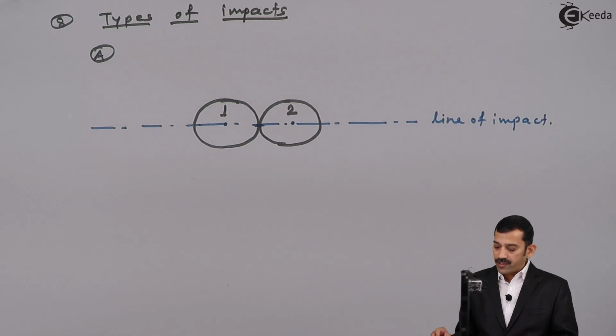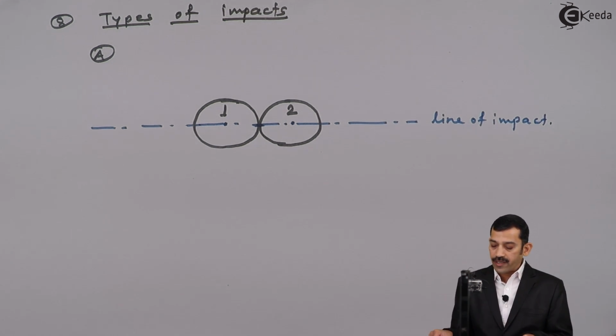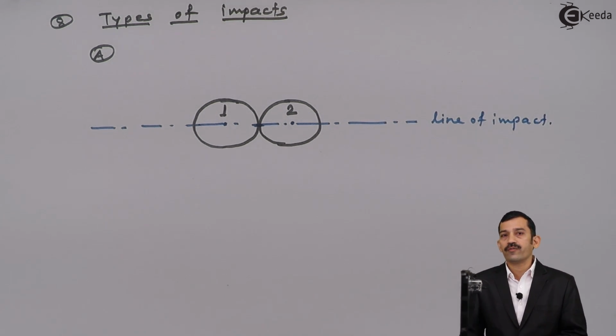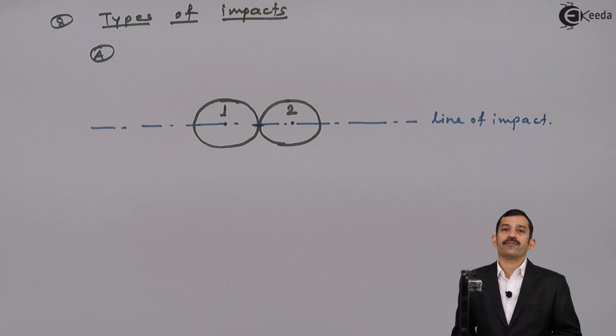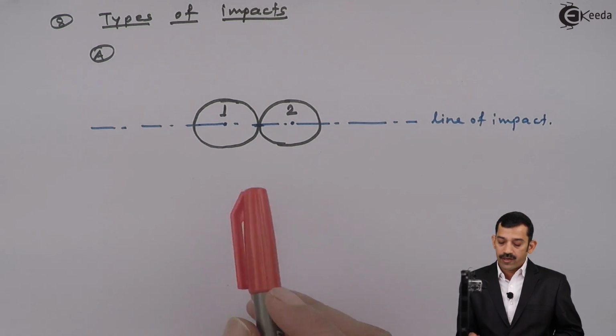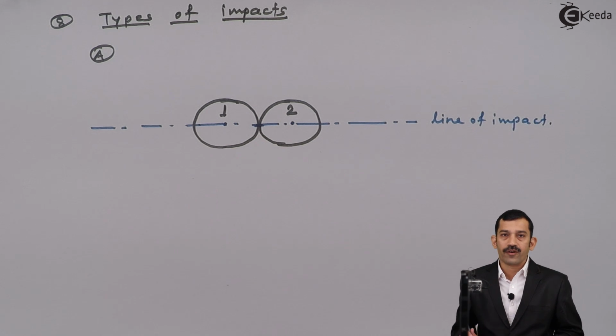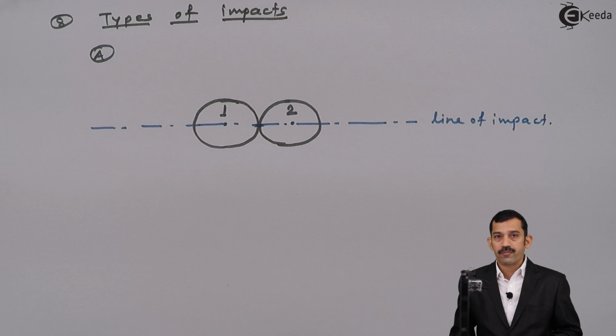That means how we will define this term? It is a new term, line of impact, and you have to identify it while solving problems. Line of impact is a line which is normal to the contact surfaces during impact. Now, as I represented the bodies like this, a horizontal line of impact is possible. The line of impact may be vertical, or it may be inclined. That depends on how the position of the bodies is given during impact.